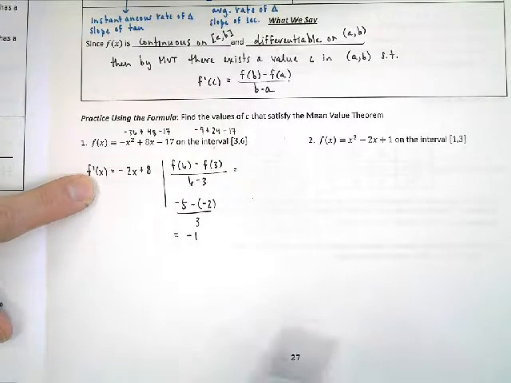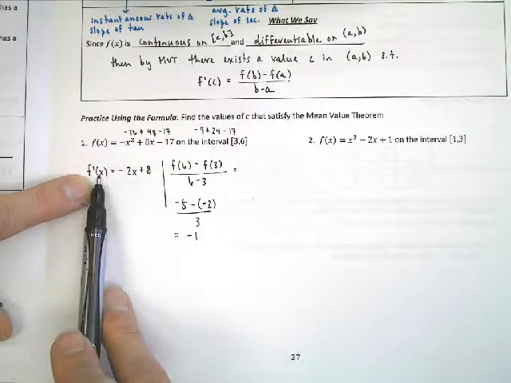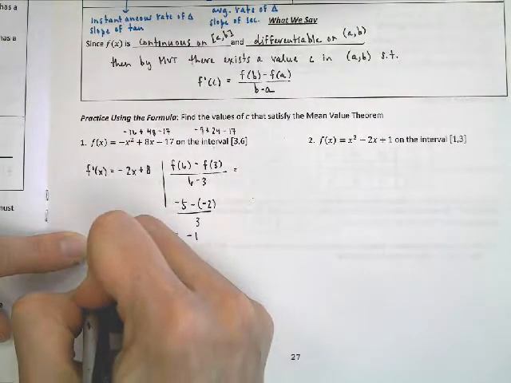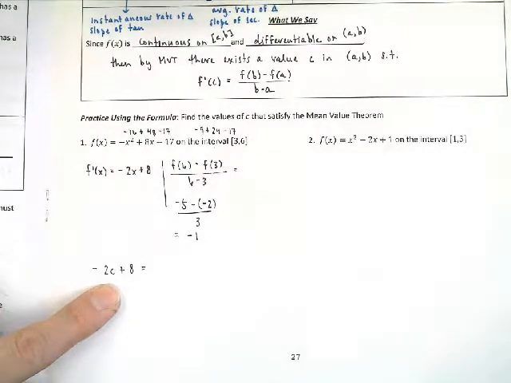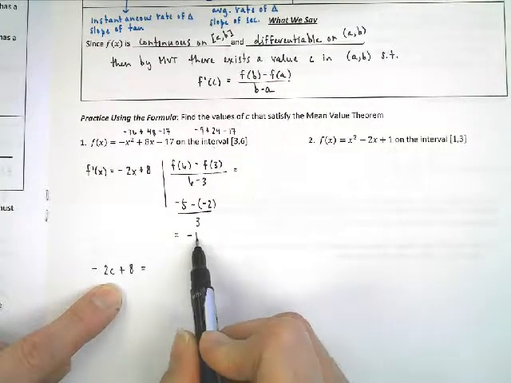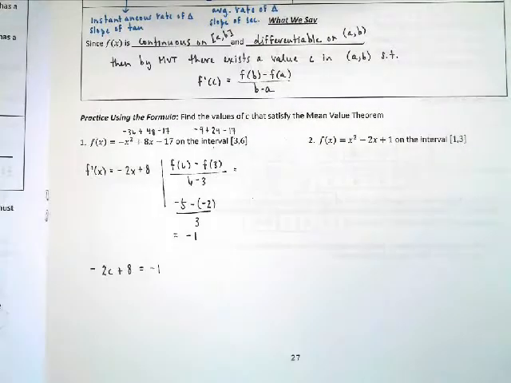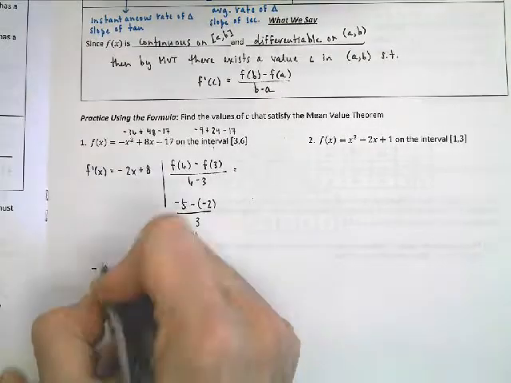So now my f prime of c, I'm just going to replace this x with a c. So I've got negative 2c plus 8, my instantaneous rate of change, and I want to find out where that equals the average rate of change, which is negative 1. So now I've just got a really simple equation that I can solve.